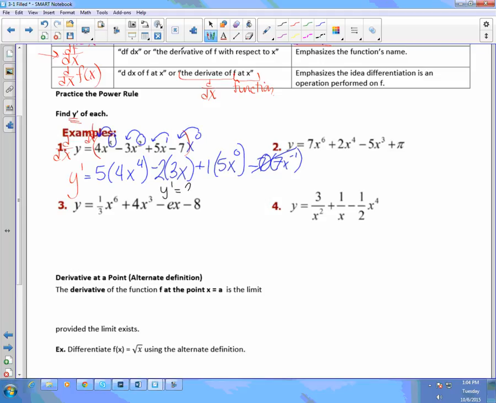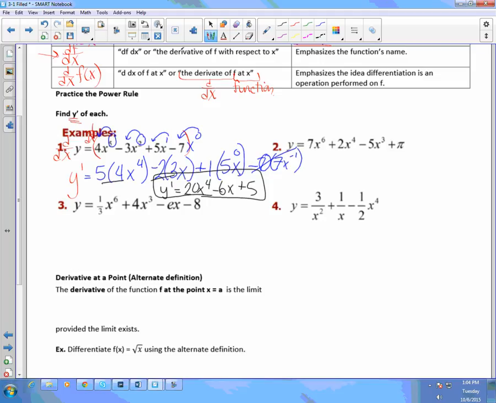y prime equals 20. Multiply those. x to the 4th minus, multiply those, 6x. What's x to the 0 power? 1. So this is 5 times 1 times 1, which is just a positive 5. So there is y prime. You need the prime. If you just put y, that's the original function. You can just create a second function, which is the derivative.